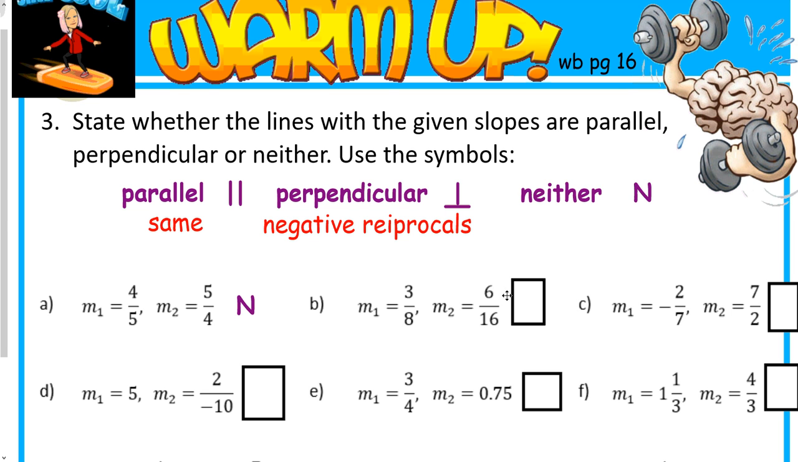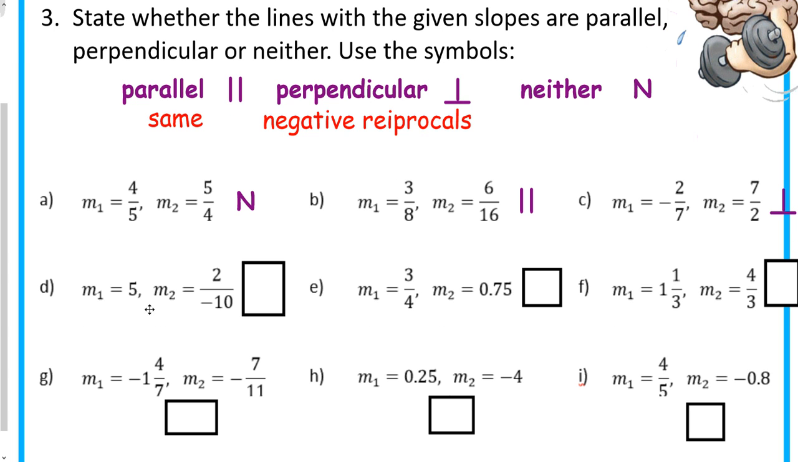B, 3 over 8, and 6 over 16. If you take 6 over 16 and divide the top and bottom by 2, you will end up with 3 over 8. So these are the same slope, so these are parallel. These are flipped, and one's positive, one's negative, which means they're perpendicular. D, we've got 5 and then 2 over negative 10. So signs are opposite. If you reduce 2 over 10, right, divide the top and bottom by 2, you will get negative 1 over 5, which is the negative reciprocal of 5.